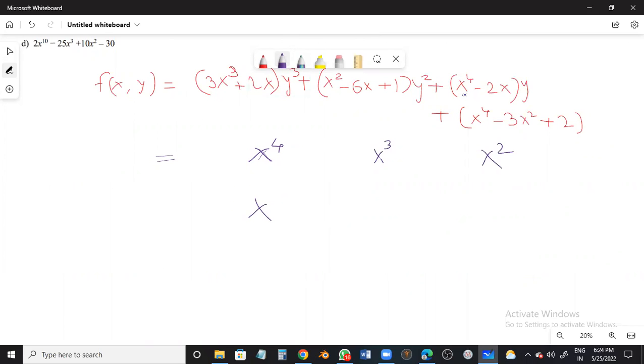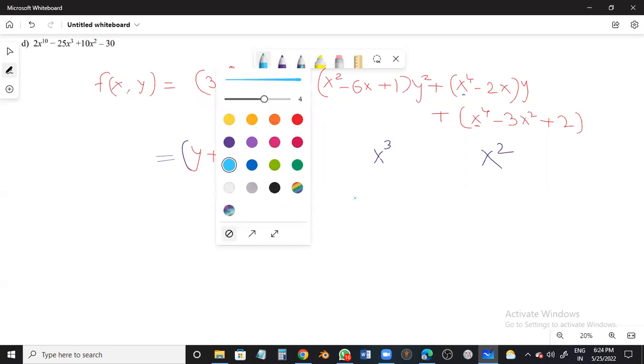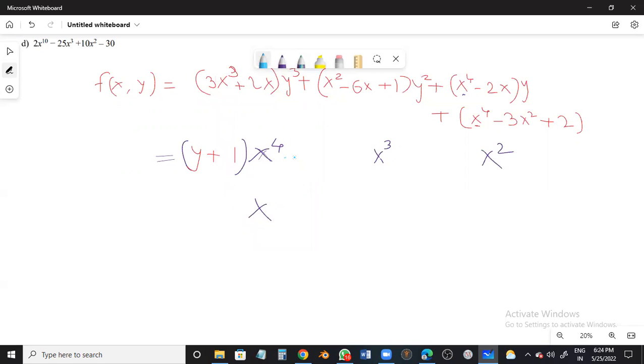What do I observe? This is x raised to 4 times y. So my first coefficient will be y, and here again I find x raised to 4 is there. So y plus, I can say, 1. Can I?